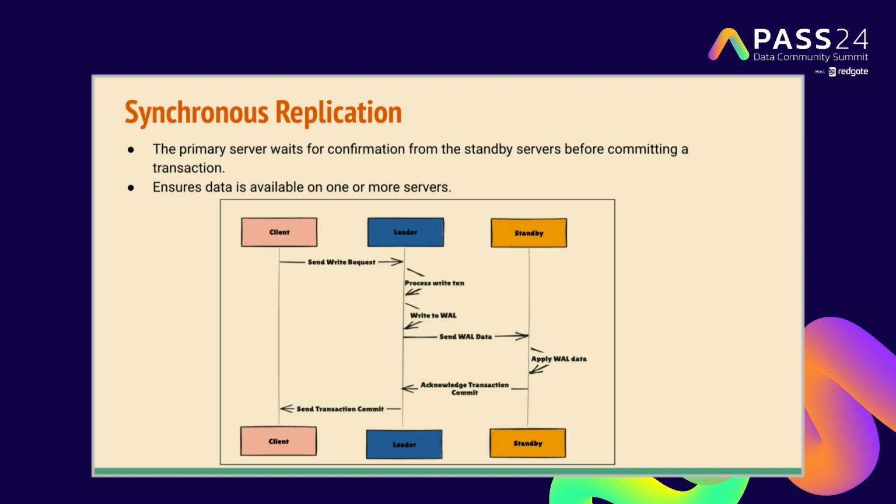In case of synchronous replication, the client sends write requests to the primary. The primary processes the write transaction and waits for an acknowledgement from the standby server to make sure that the changes are also applied on the standby servers, before sending the transaction commit status to the client. So in this case, it ensures that the data is available on one or more servers.